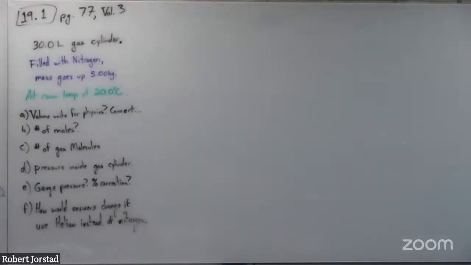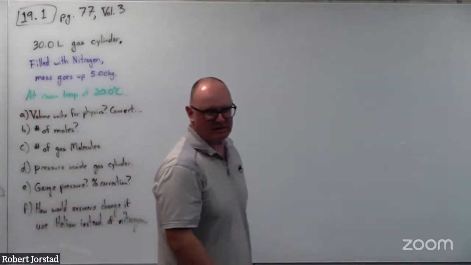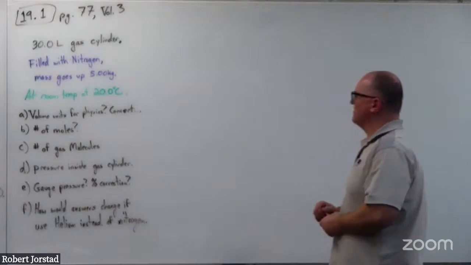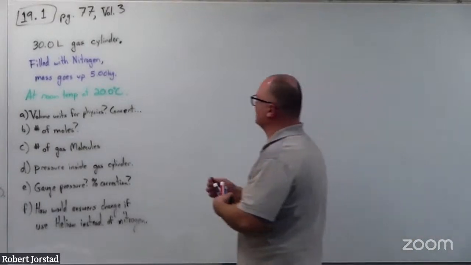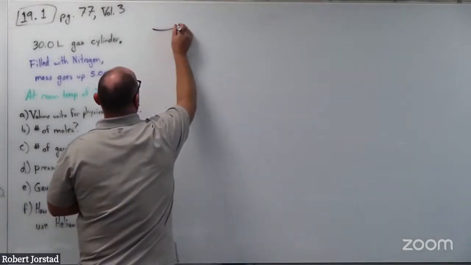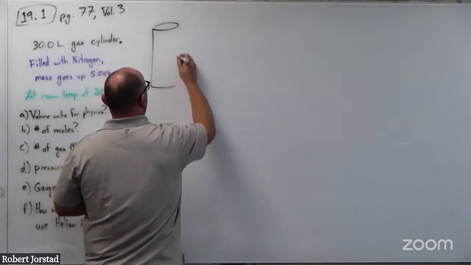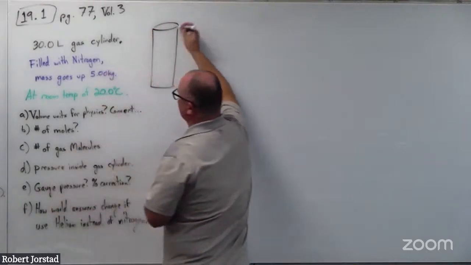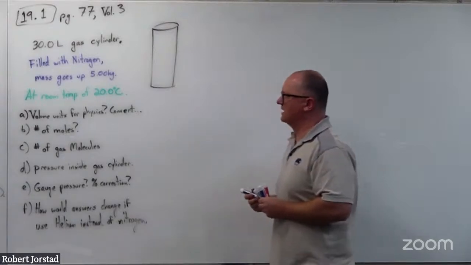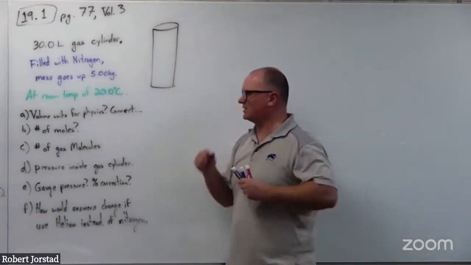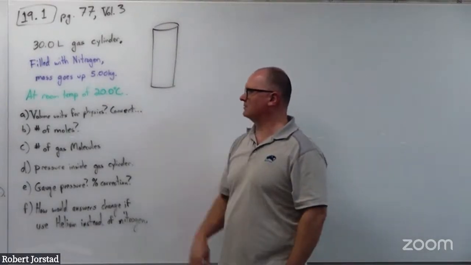All right, we want to talk about a worked example using the ideal gas law and just see the kinds of weird little things that come up. So imagine you have a gas cylinder. All right, there it is. And we're going to fill this thing up with nitrogen. And we're going to make sure that once it's filled, it's at room temperature.